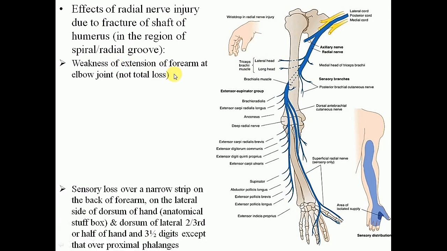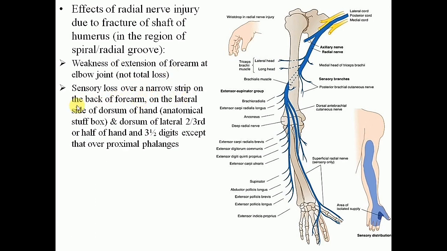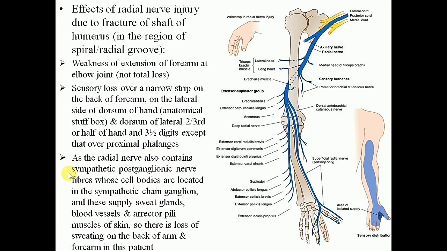In addition, there will be sensory loss over a narrow strip on the back of forearm, as we can see here. Also on the lateral side of the dorsum of hand, that is the area of anatomical snuff box. Also the dorsum of the lateral 2/3 or half of the hand and 3.5 digits, except the skin over the proximal phalanges. As the radial nerve also contains sympathetic postganglionic nerve fibers whose cell bodies are located in the sympathetic chain ganglion, and these will eventually supply sweat glands, blood vessels and arrector pili muscles of skin. That's why there is loss of sweating on the back of arm and forearm, which is seen in this patient.